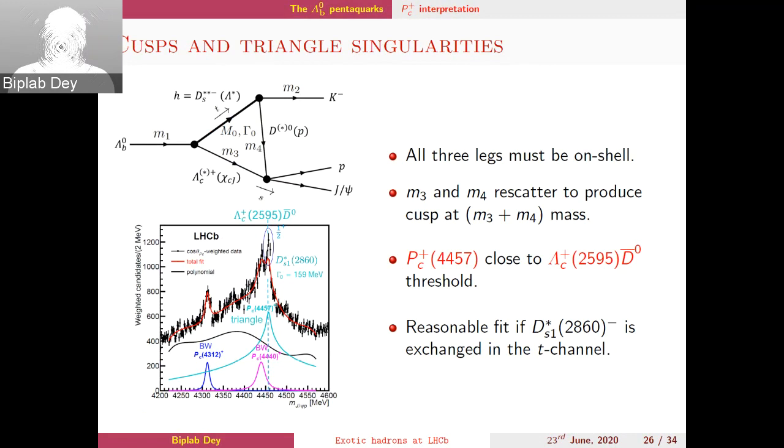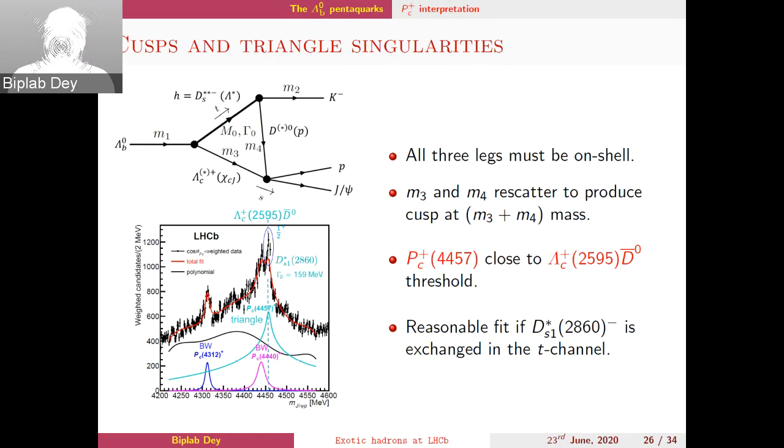Now the 4312 and the 4440 are not really close to any such threshold, but the 4457 is. It's close to the Λc D1(2595) D̄ threshold. So we tried that fit, replacing the Breit-Wigner with this cusp line shape, and we found a reasonable fit. It's not as good as that with a Breit-Wigner, but this can improve with the full angular analysis. We got a reasonable fit if you're exchanging a Ds1(2860) in the channel. So the 4457 can be a cusp.